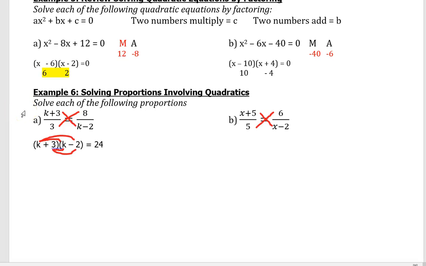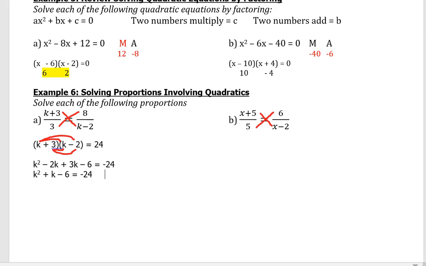Alright, so k times k is going to give you k squared. And then I'm going to do k times negative 2, so minus 2k. Then I'm going to multiply 3 by both of those, so it's going to become plus 3k. And 3 times negative 2 is going to be minus 6. We're still equal to 24. Okay, let me just simplify real quickly. Negative 2k plus 3k is just plus 1k, minus 6 equals 24.